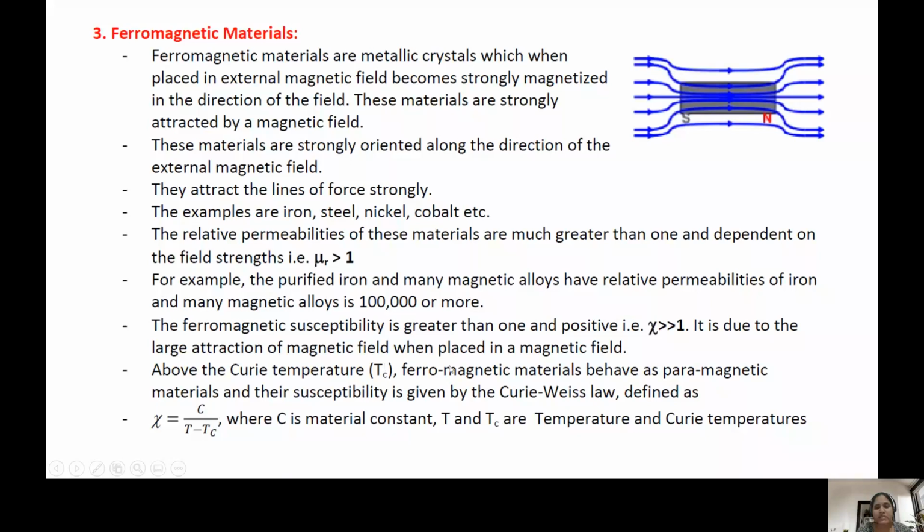Above the Curie temperature, ferromagnetic materials behave as paramagnetic materials. Their susceptibility is given by the Curie-Weiss law, defined as susceptibility chi equal to C upon T minus Tc, where C is the material constant, T is the temperature, and Tc is the Curie temperature. The Curie temperature is nothing but where the material changes its magnetism from ferro to para. That limit is said to be the Curie temperature. So above the Curie temperature, susceptibility can be written as C upon T minus Tc, where C is a material constant, T is the temperature, and Tc is the Curie temperature.